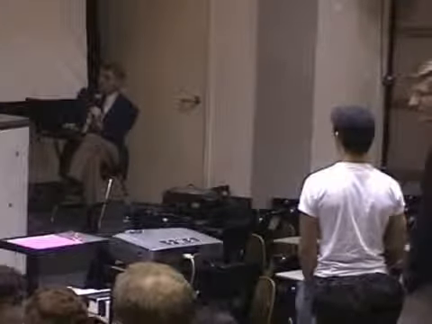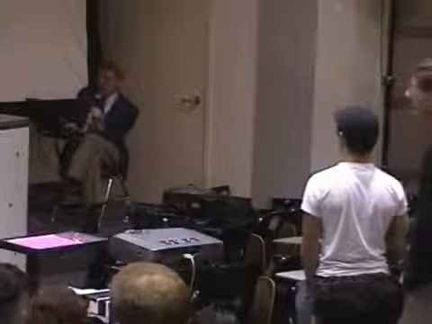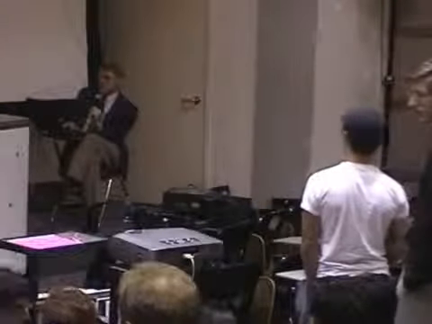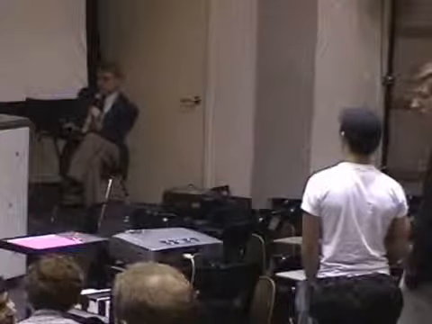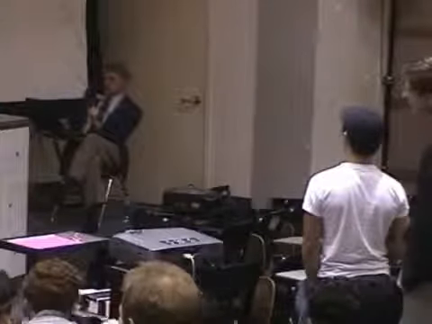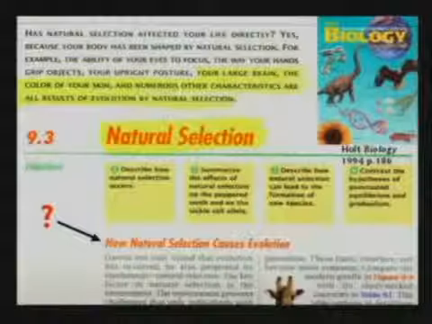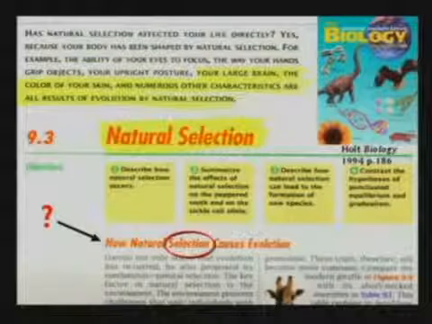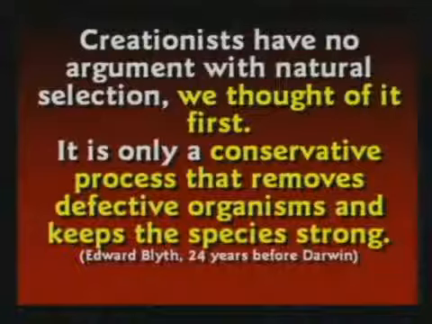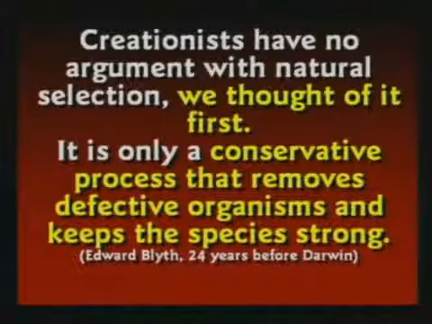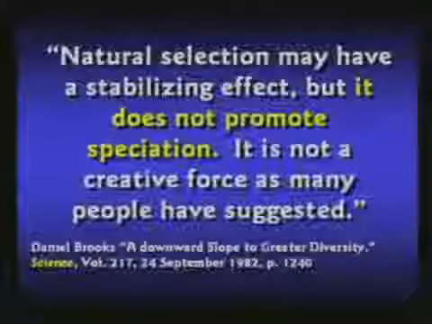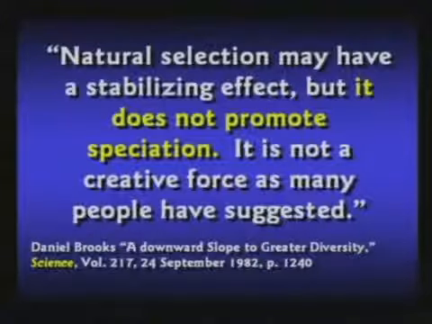And here's where the biologists absolutely go screwy in their thinking. They think natural selection is going to create something. Natural selection. This says natural selection causes evolution. That's a lie. It selects. Creationists have no argument with natural selection. We thought of it first. It's a conservative process that removes defective organisms. Natural selection may have a stabilizing effect, but it does not promote speciation. It is not a creative force.